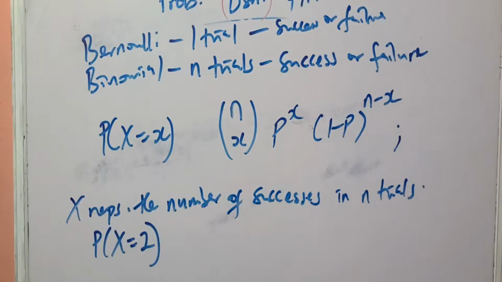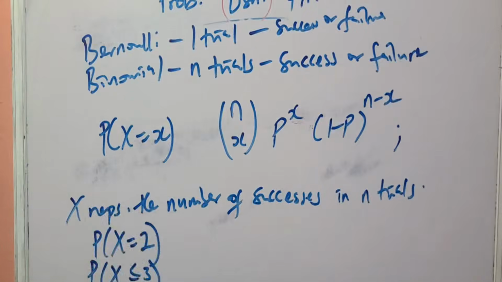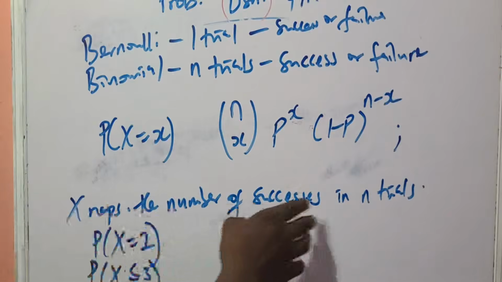If I wanted to talk about you having less than or equal to 3 heads, I can write probability of x less than or equal to 3. In the introduction to random variables, I explained that one of the major uses is that it gives us a way of expressing probabilities without having to keep writing probability of head, probability of tail, all those things. It helps us make lots of calculations, which is what you are seeing in this class. So x represents the number of successes.